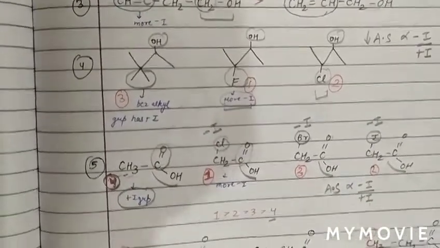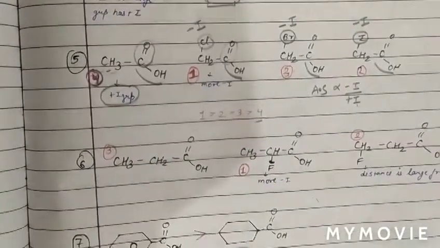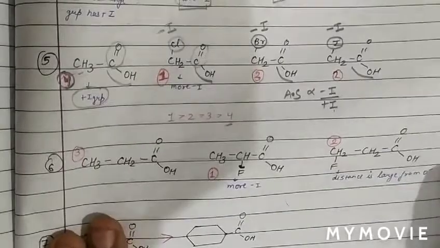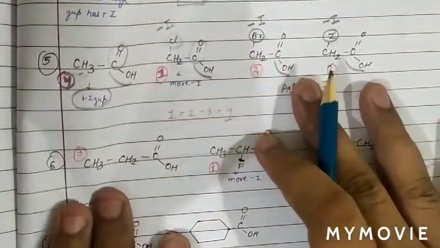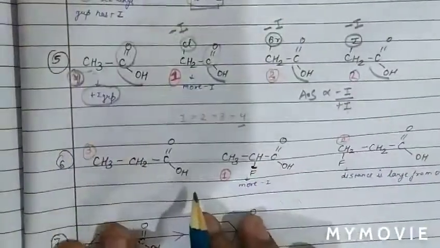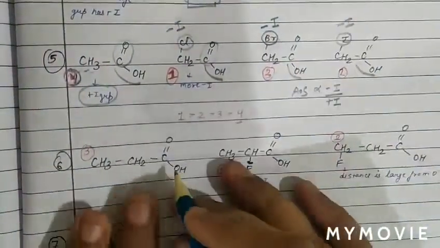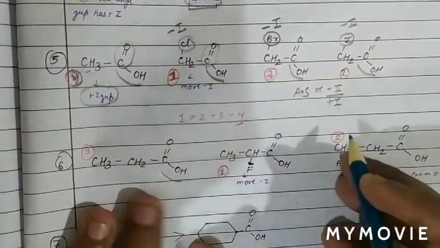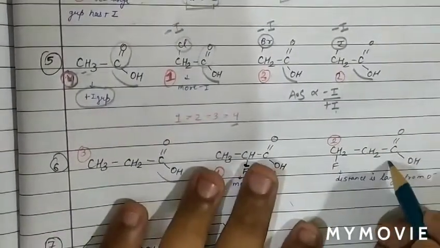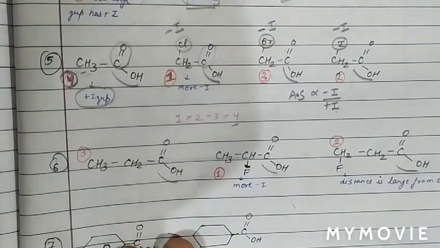Now see the next question. Again, to compare the acidic strength. As we can see in the next question again, there is a carboxylic group. We have to compare the acidic strength. Here also carboxylic group, and here also carboxylic group.